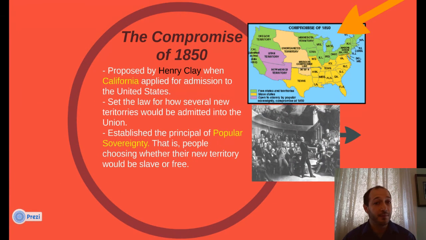Now, we will start with the Compromise of 1850, proposed by Henry Clay when California applied for statehood to the Union. California applied as a free state, and because of this, it would have broken political balance in the Senate. Southerners opposed the measure. Henry Clay came up with a 5-term compromise. Now, I'm going to use the map displayed on this slide to show you what elements of the compromise were.